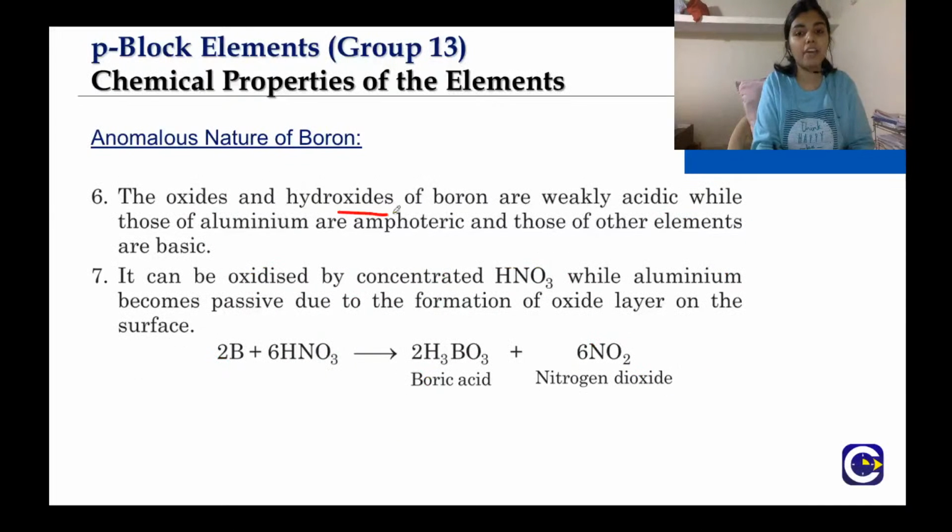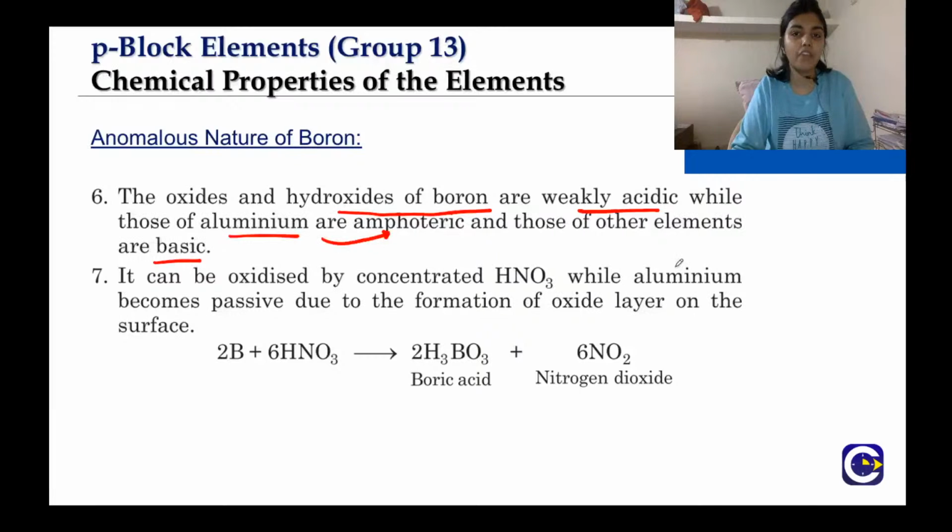Now oxides and hydroxides of boron are weakly acidic, while aluminium oxides are amphoteric, and the oxides of the rest of the elements are basic in nature. This also we have already explained: there is an increase in metallic character down the group. We know that metallic oxides are basic in nature, right? So the basicity of oxides also increases down the group.